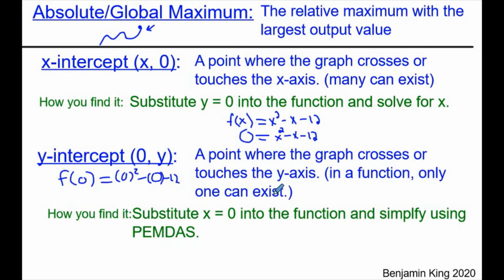Again, every function has a y-intercept, but not every function has an x-intercept, or they could have more than one. So you could have one, none, or many. You do this by substituting y equals 0 in, or f of x equals 0. This one you figure out by plugging 0 in for y.